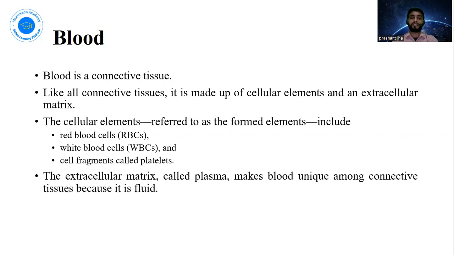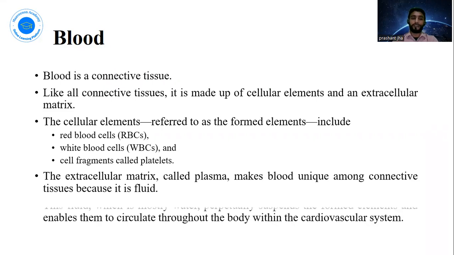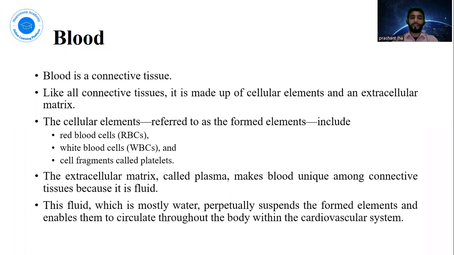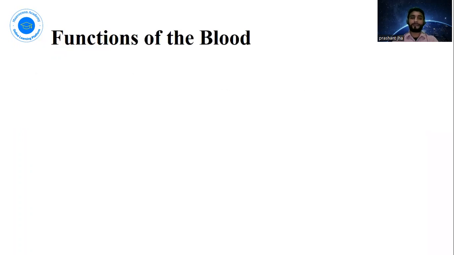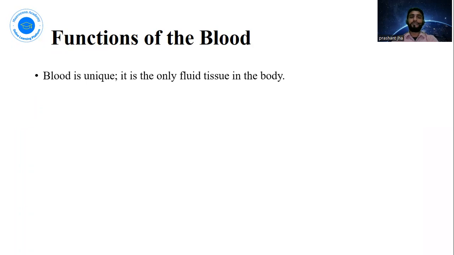The extracellular matrix called plasma makes the blood unique among all the connective tissue because it is fluid. This fluid, that is mostly water, suspends the formed elements and enables them to circulate in the cardiovascular system. What is the basic function of the blood? Blood is unique and it is the only fluid tissue in the body.